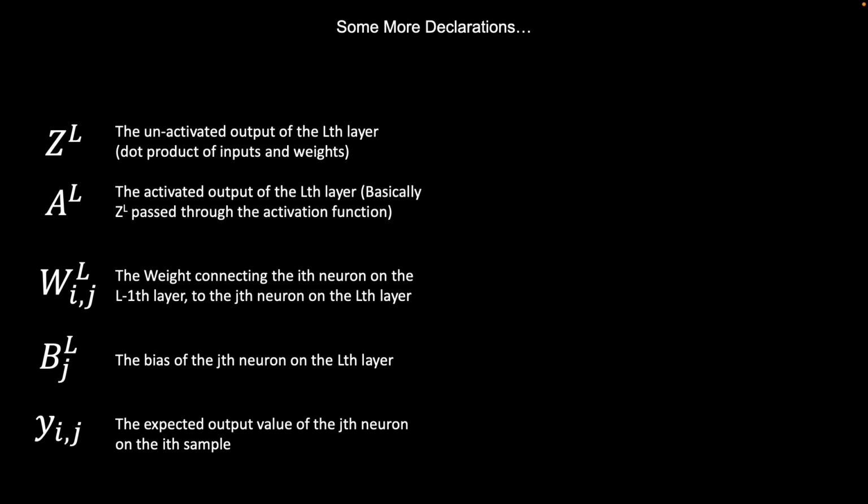And Y with the subscripts i and j will represent the expected output of the jth neuron on the ith sample. So these are going to be our labels for our data. To gain a better understanding, we can give labels to a diagram of a neural network to see exactly where these variables will come into play.